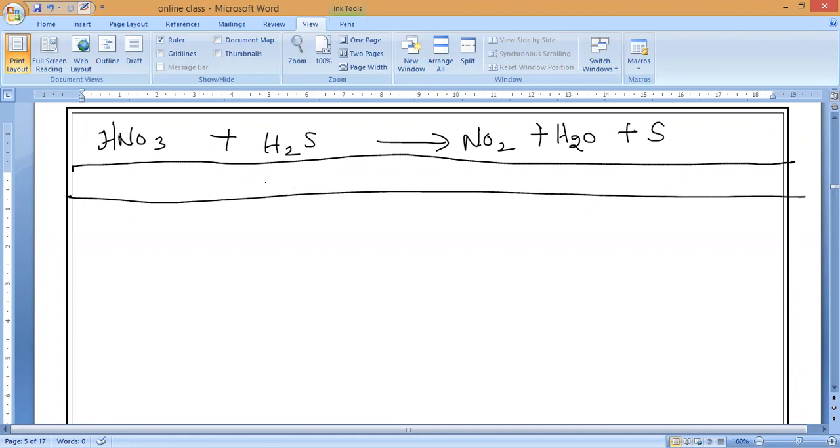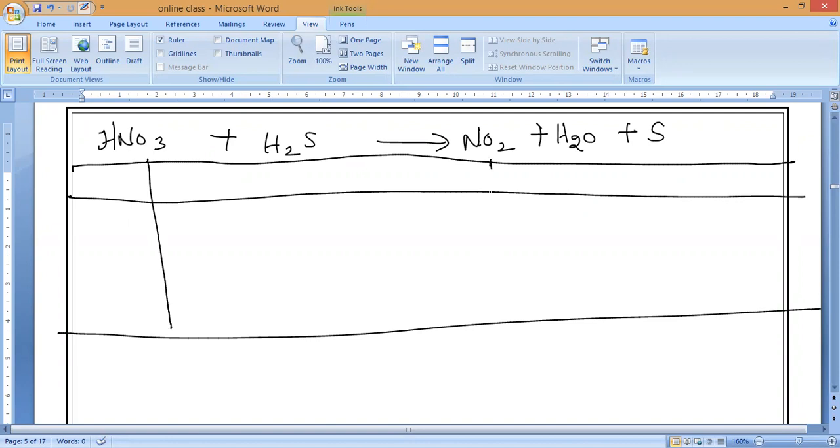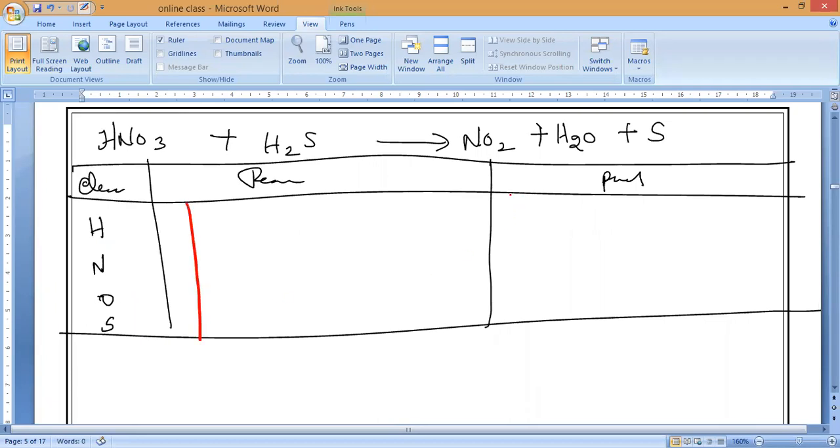So what is the box? Box, you have to construct it beforehand. Here reactant, and here product. Elements: hydrogen, nitrogen, oxygen, and sulfur. Clear, guys? So what is step 1? Count the number of atoms of all elements.